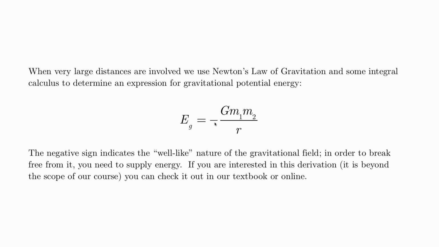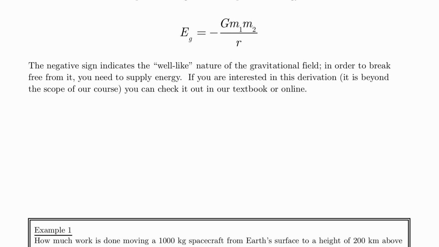You'll also notice this negative sign. Okay, and this negative sign indicates the well-like nature of the gravitational field. That basically you need to put energy in order to break out. Okay, so if you're interested in this little derivation and how we got this, it's well beyond the scope of grade 12 physics in Ontario. But you could check it out in our textbook because it is in there, or you could also check it out online. So let's actually use this in an example.